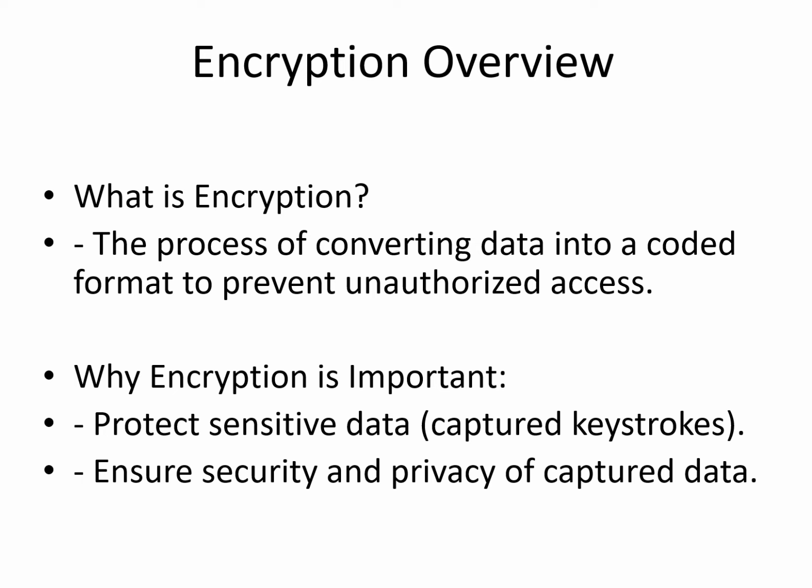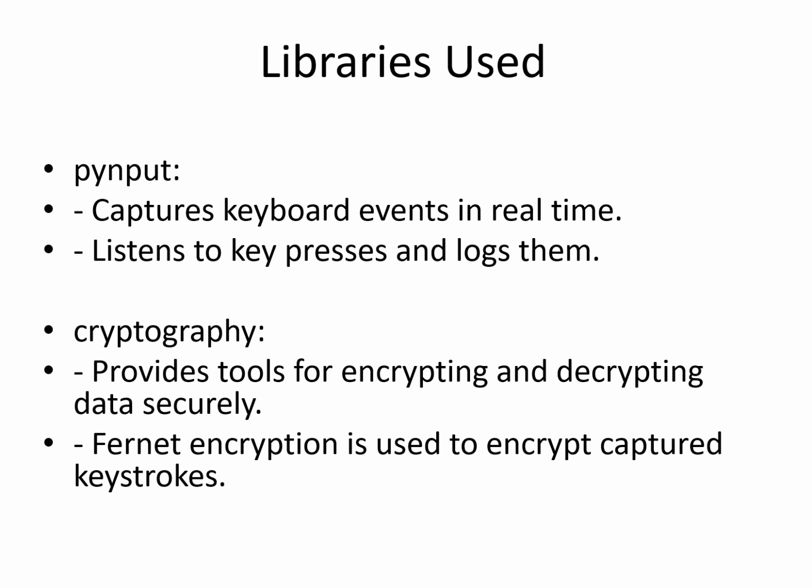The encryption overview. What is encryption? It is the process of converting data into a coded format to prevent unauthorized access. Basically, whatever passwords or combinations we use, they are generally undetectable. If we use special characters or the password is more than 16 to 64 characters, such passwords are generally uncrackable. In computer science language we call this encryption. Why is encryption so important? It protects sensitive data and ensures the security and privacy of captured data.